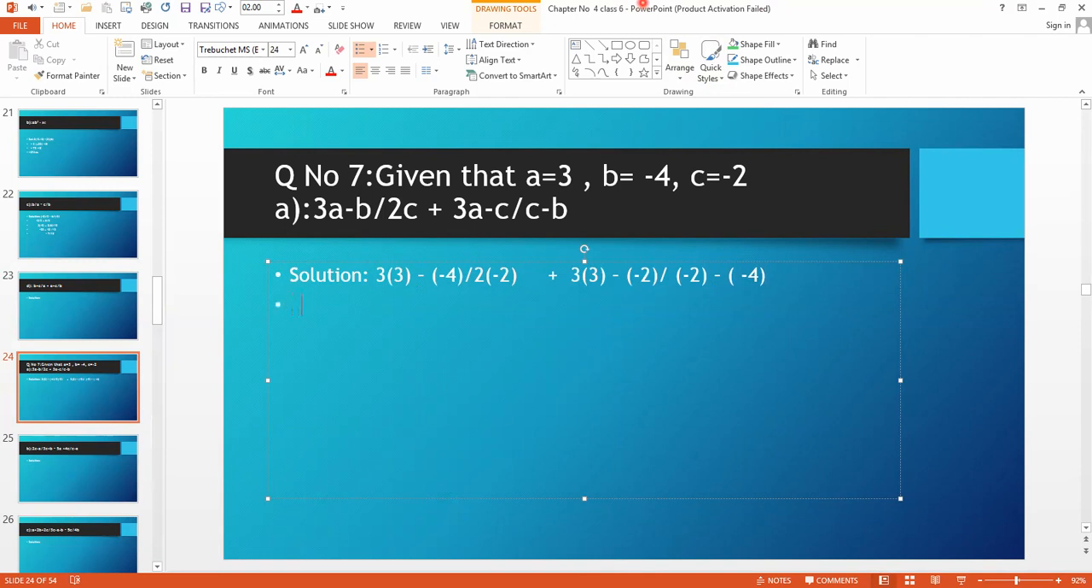Okay. Look here. Now you have to remove this bracket by multiplying this 3 with 3. So 3 threes are 9. Okay. Now I want to solve this. In the center, it has a negative sign.